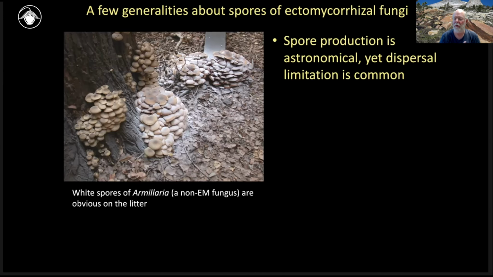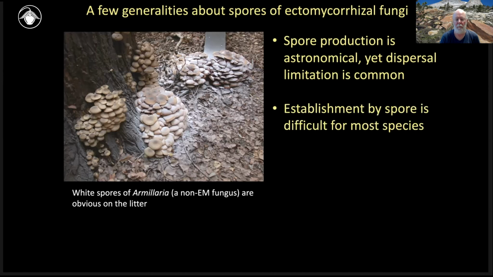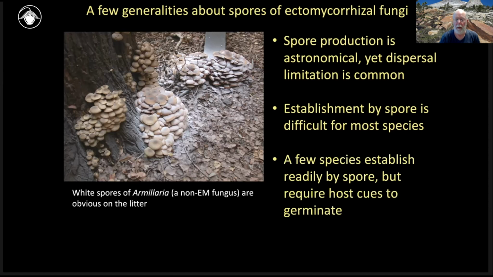And it's because, again, it's a numbers game, that it takes more than one, it takes more than two, because they have to be very, very close to this root tip to work, and probably there at the right time. So establishment by spore is difficult for most species. And as I mentioned, in the ectomycorrhizal world, most species, we can't observe it. A few species establish readily by spore, but these do require host cues. And sometimes we know the chemistry of these cues, sometimes we don't.